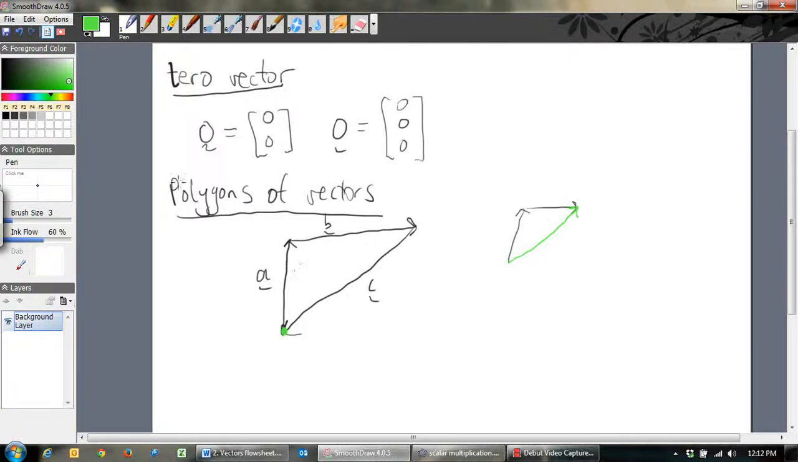And so what we say is that A plus B plus C, when you add those three vectors together, you get the zero vector. So that's equal to the zero vector. That's quite important to understand, and that's just a polygon of vectors. You could have any number of sides, but if it ends up where it starts, you'll get a zero vector there.